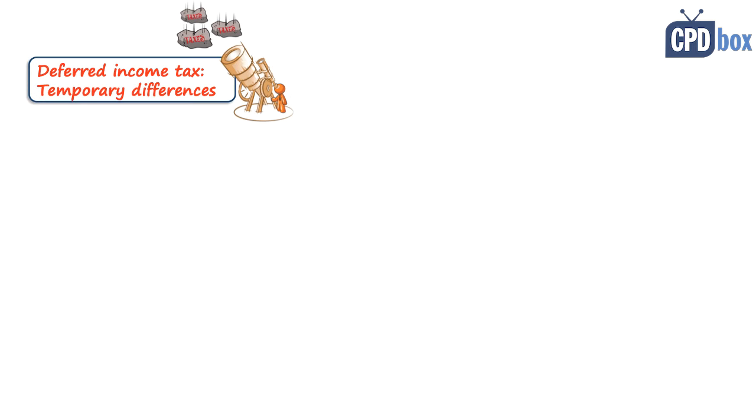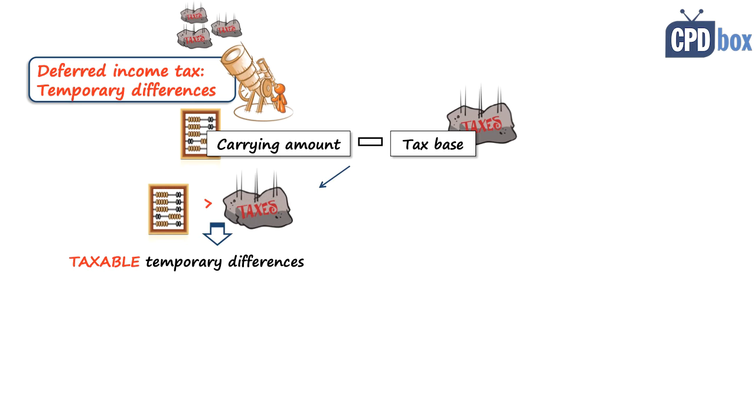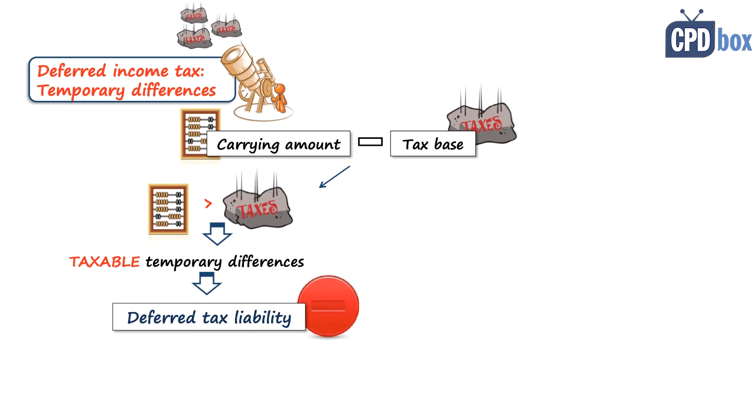Once you understand the concept of a tax base, we can compute temporary differences. Temporary difference is simply the carrying amount of an asset or liability less its tax base. And when the carrying amount exceeds the tax base, then it is a taxable temporary difference and it gives rise to a deferred tax liability. An example of such a difference would be interest revenue included in the accounting profit when it occurred, but taxed when cash is received.